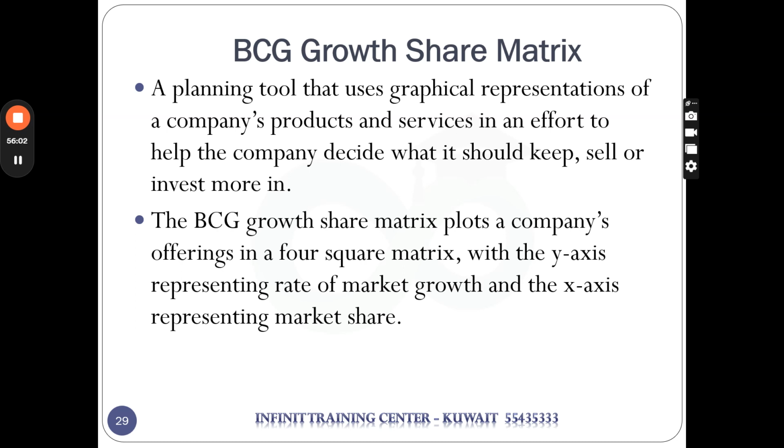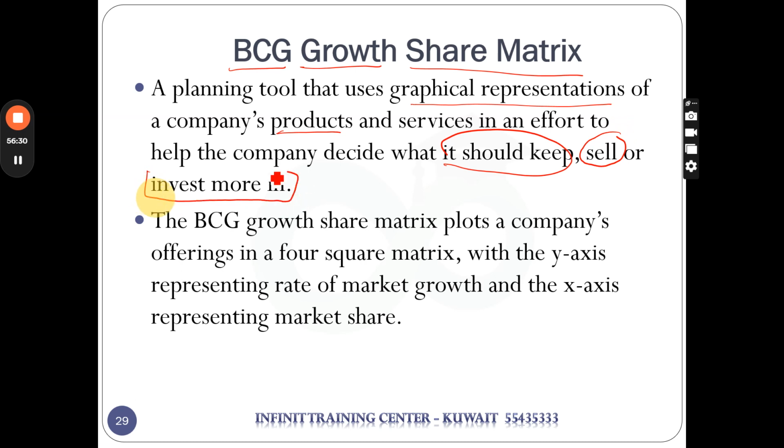Another tool we use is called the BCG growth share matrix. I have a couple of students who got this topic in their essay, BCG growth share matrix. This is an easy topic. It is a planning tool that uses a graphical representation of a company's products and services in an effort to help the company decide what product it should keep, what product it should sell, or what product it will invest more in. The BCG growth share matrix plots a company's offerings in a 4-square matrix, with the y-axis representing the rate of market growth.